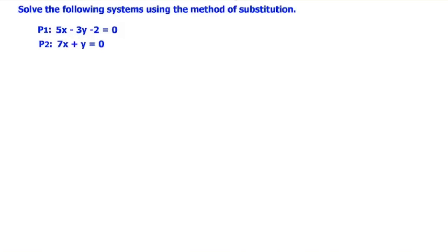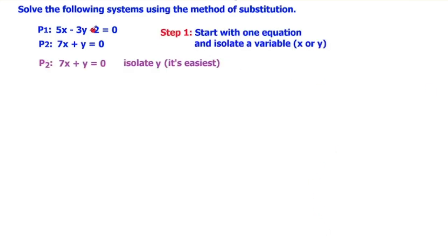In this lesson, I'm going to teach you the method of substitution for solving a system of equations. Okay, so let's get started. We have our system of equations here, and we start with one equation and isolate a variable, x or y. Either variable we can isolate, and it doesn't matter which one it is. Usually pick the equation that's easiest to work with.